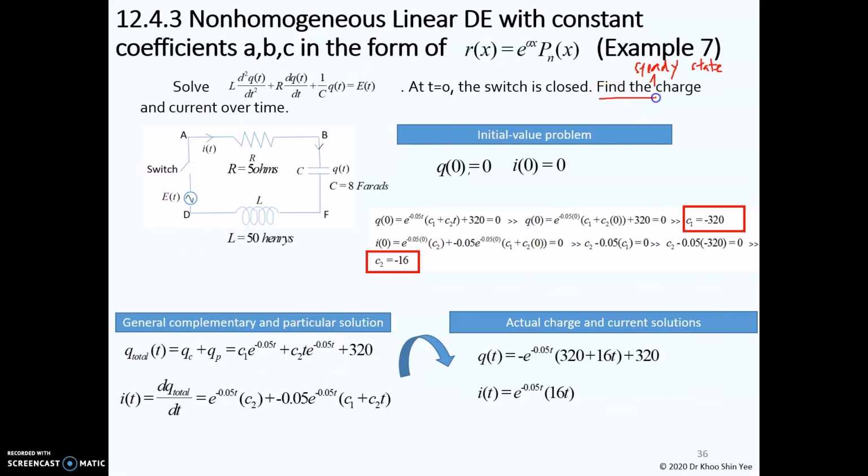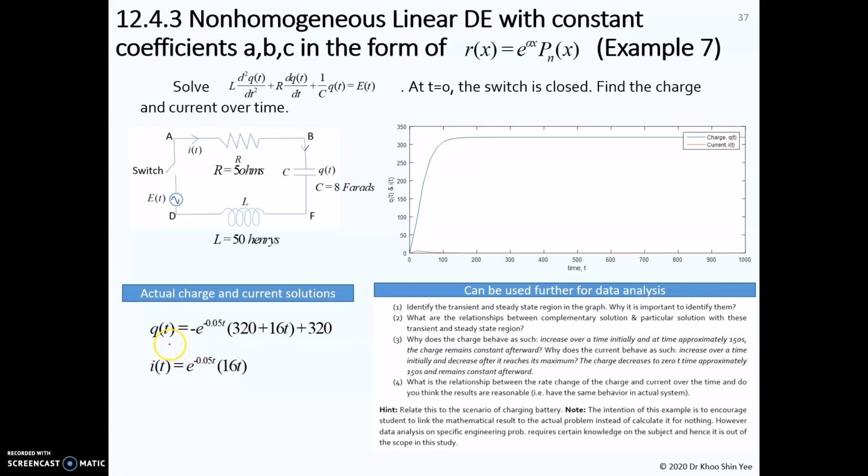So if the question is changed to find the steady-state charge, in this case, we do not need to include the complementary solution because the particular solution is the steady-state solution. So 320 is the solution. And differentiate it, you obtain the current equal to 0. So for the steady-state current, you will obtain 0. So far, you have succeeded in obtaining the charge and the current solution for the electric circuit here.